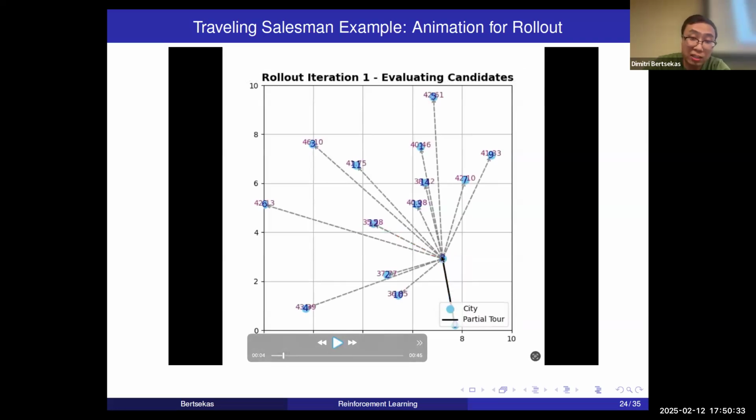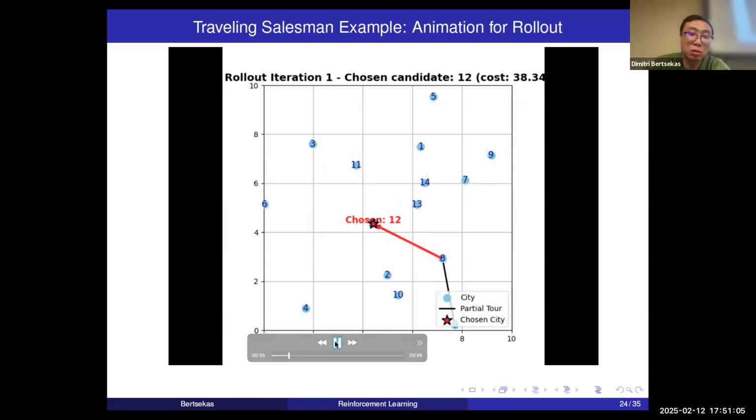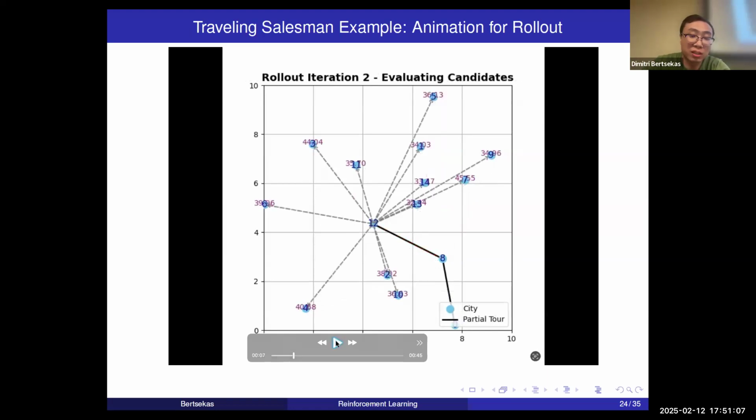If you look at city 8, the nearest top 3 cities, according to the nearest neighbor heuristic, are this city, and this one. And city 12 is the 4th closest. It's not among the top 3 closest cities. But according to the nearest neighbor heuristic, this one has the lowest Q factor. Therefore, despite being the 4th closest city, rollout chooses that city to visit next.